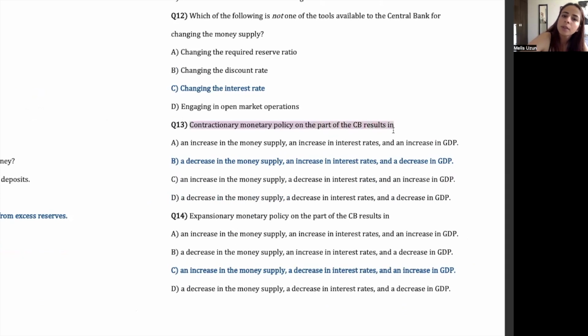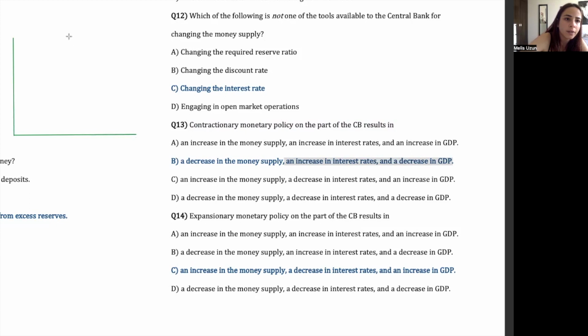Contractionary monetary policy on the part of the central bank results in a decrease in the money supply. So if there's a decrease, there will be an increase in the interest rate and a decrease in the GDP. Let me show you in a graph to make it more clear.